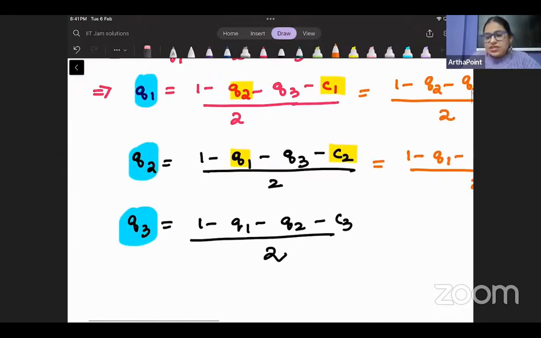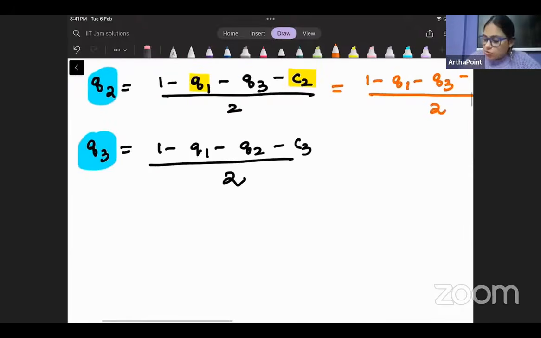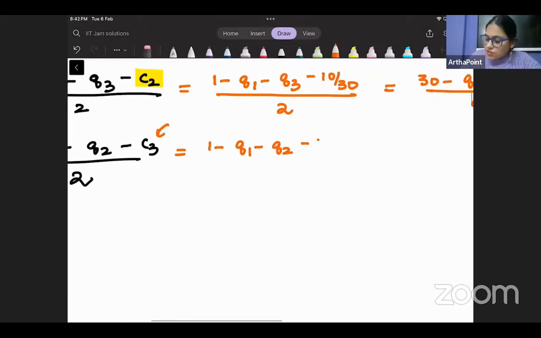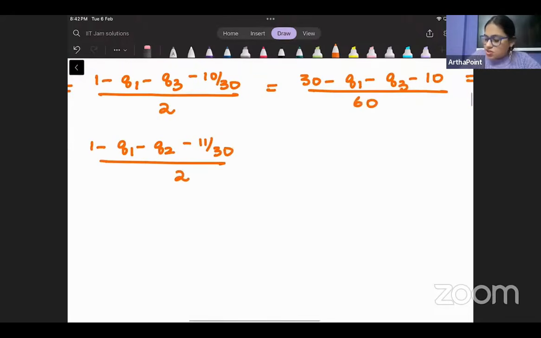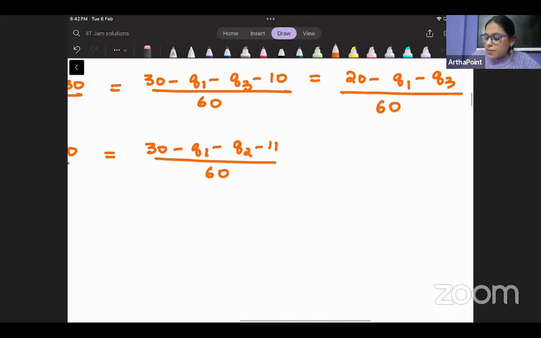On similar lines, let's find Q3 also. How will Q3 come out? 1 minus Q1 minus Q2. C3 is given as 11 by 30. Minus 11 by 30, divided by 2. So this is going to be 30 minus Q1 minus Q2 minus 11 by 60. This will be 19 minus Q1 minus Q2 by 60.